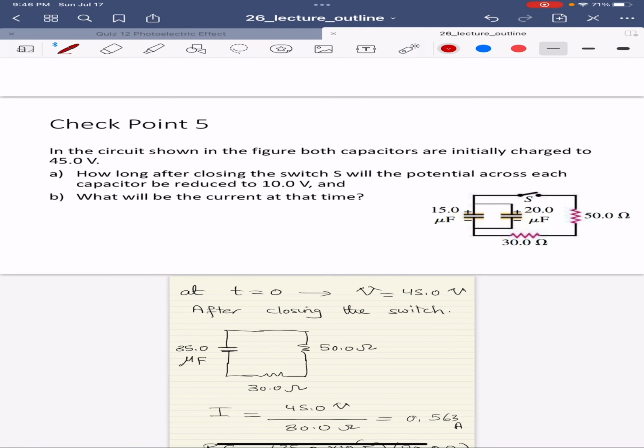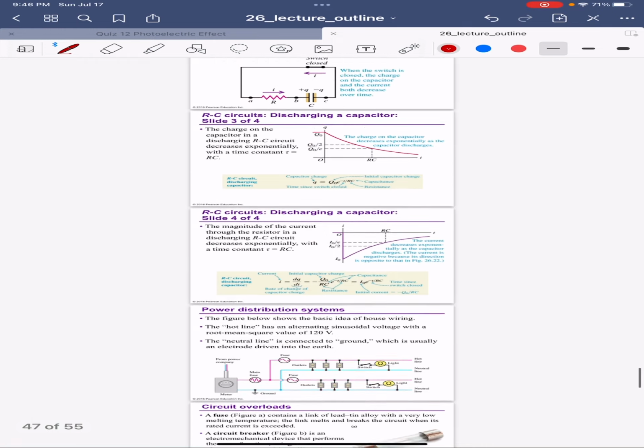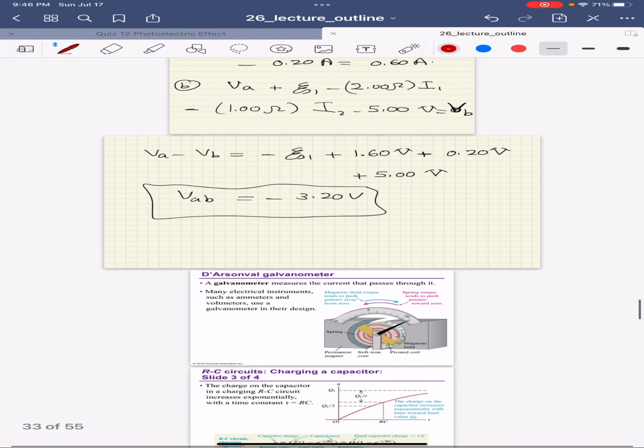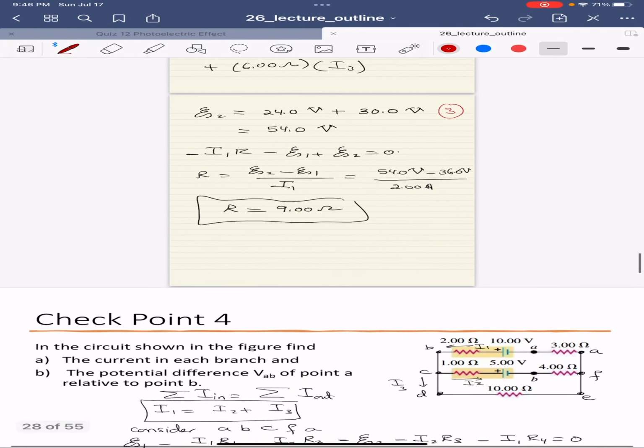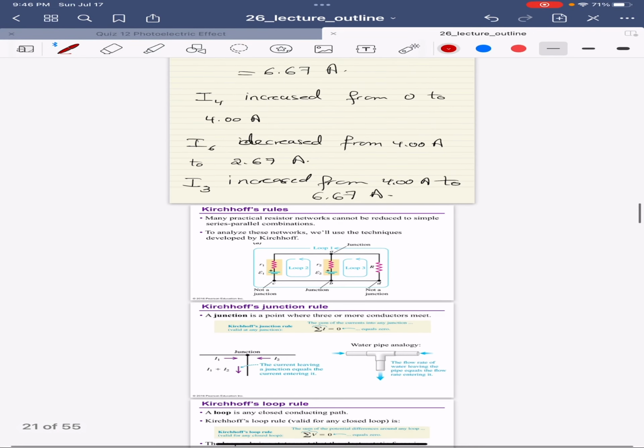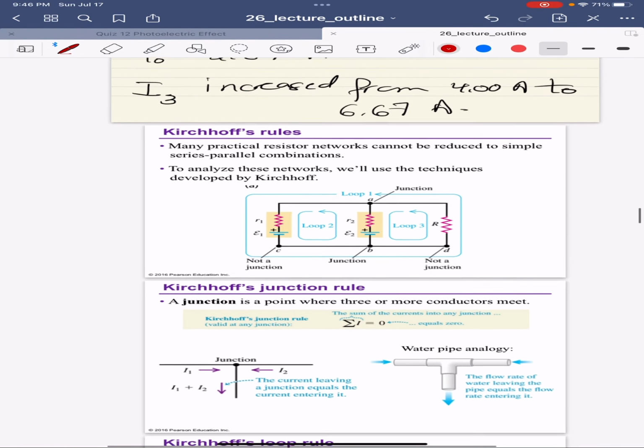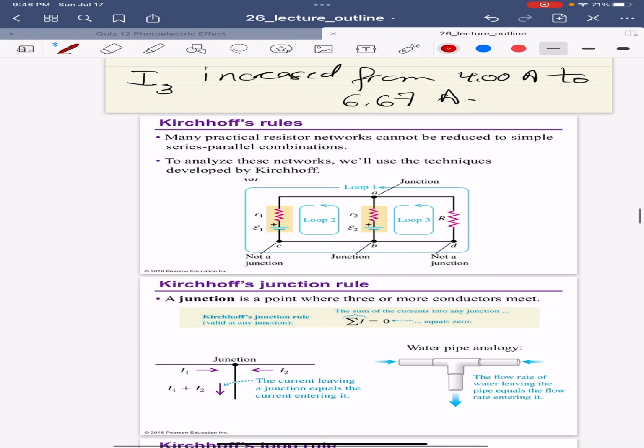This is chapter 26, and I was working on the last thing with Kirchhoff's. I want to start with Kirchhoff's laws or rules. Here, for Kirchhoff's laws or rules, we are going to have networks that cannot be reduced to simple series and parallel combinations, and therefore we need to analyze these networks using techniques developed by a scientist. His name is Kirchhoff.